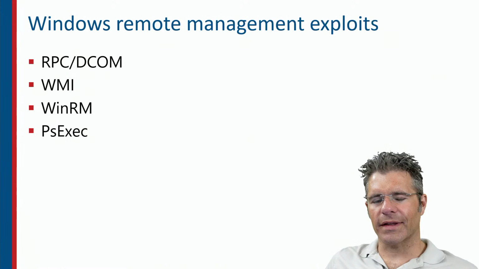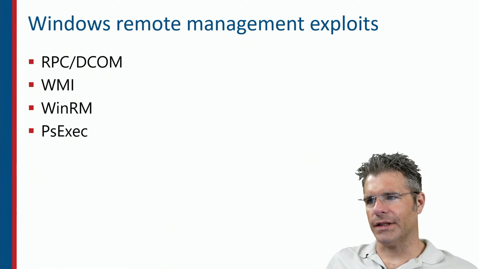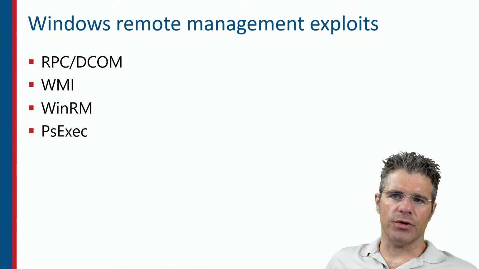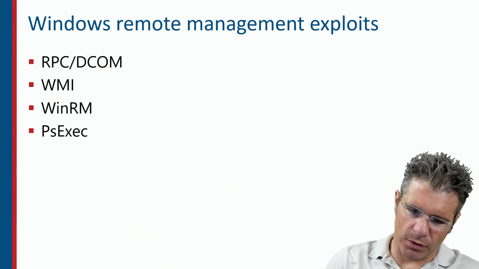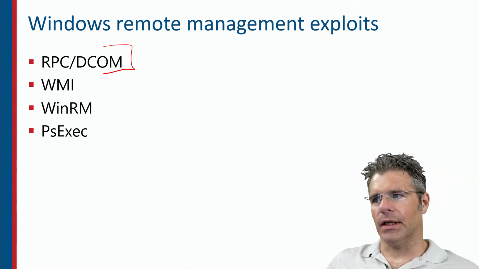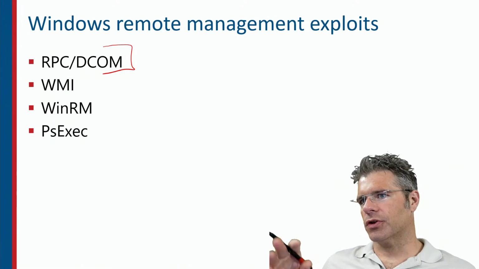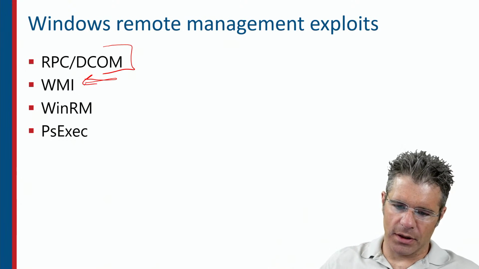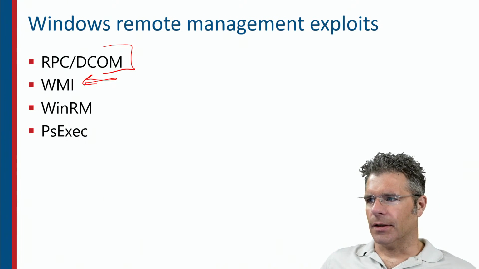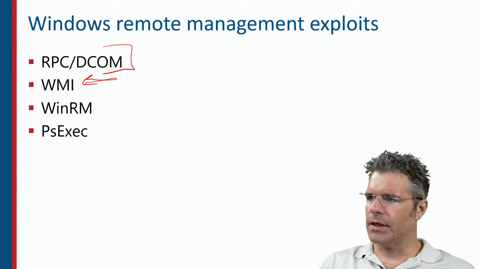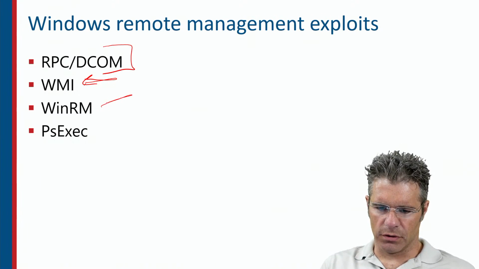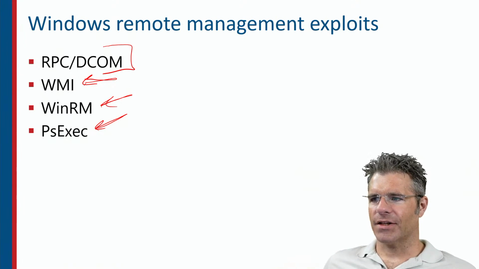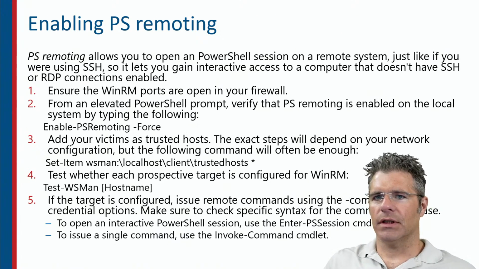On Windows, you've also got the advantage of there being a bunch of infrastructure built into it to allow the administrator of a network to do stuff remotely to computers. So things like remote procedure calls and DCOM allow an administrative user to connect to a remote system and do things to it. Same thing with Windows Management Instrumentation, WMI. WinRM is a tool you can use with PowerShell, as is PSExec. So if they are configured on a system, you have the option of getting into all sorts of trouble with them.